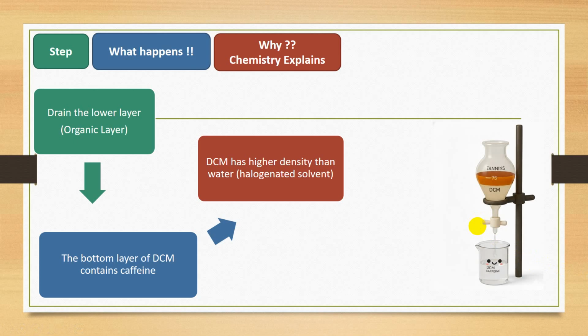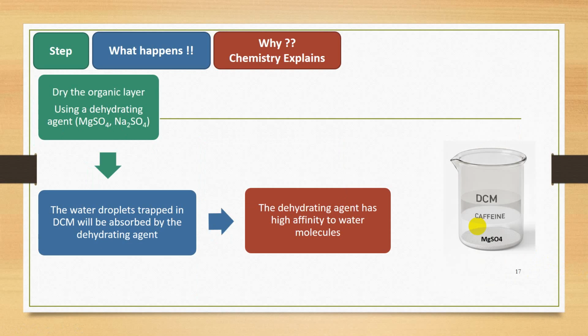Not quite. Yeah. There's always a tiny amount of water that gets dissolved in the DCM layer, even though they're immiscible overall. It's usually just trace amounts, but it's enough to be an impurity. So step 5 is drying the organic layer. We need to get rid of that trace water.